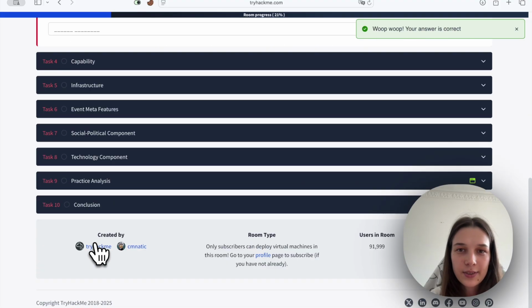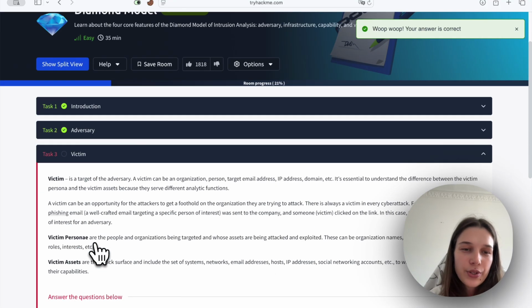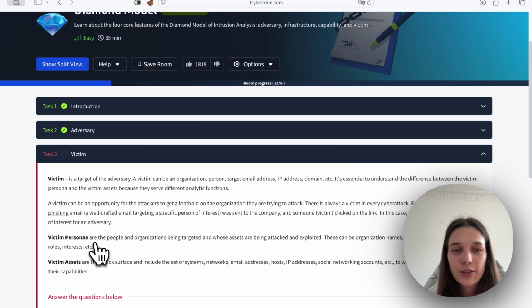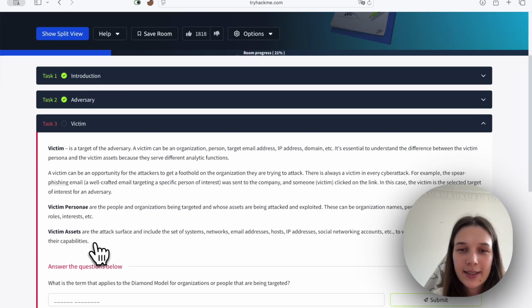Let's go to the next one. Who is the victim? The victim is the target of the adversary. A victim can also be just a domain or IP address. It doesn't specifically need to be a person or organization, but most likely it will be. So victim persona is the person or organization that is being targeted.